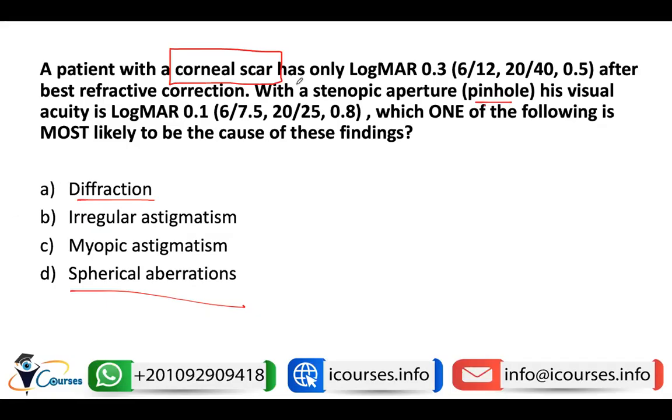But for this scenario, what makes the patient who has a corneal scar have poor visual acuity that improves with the pinhole is that the pinhole will overcome the irregular astigmatism caused by the corneal scar. Since the patient has a corneal scar, he will have an astigmatism. This irregular astigmatism will cause degradation of the visual acuity.